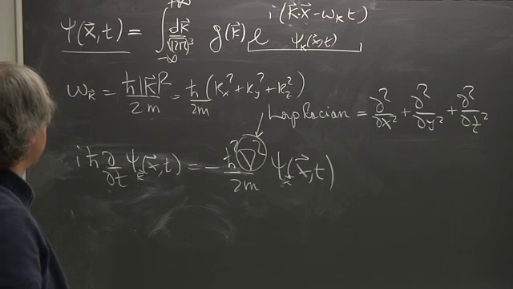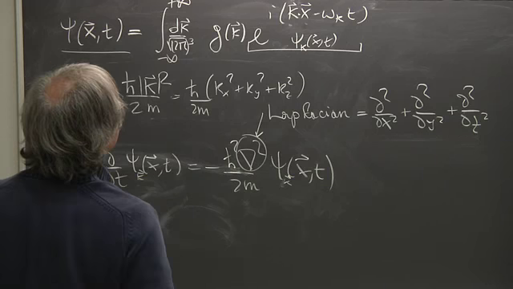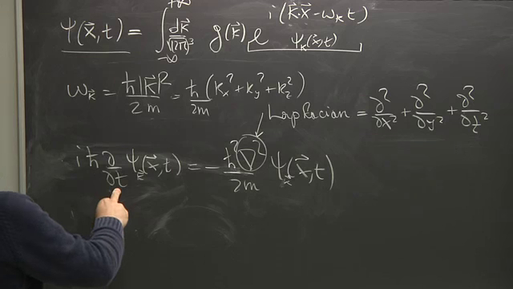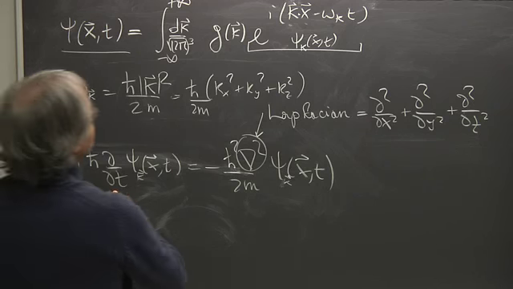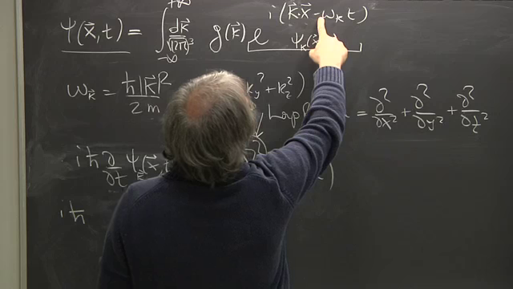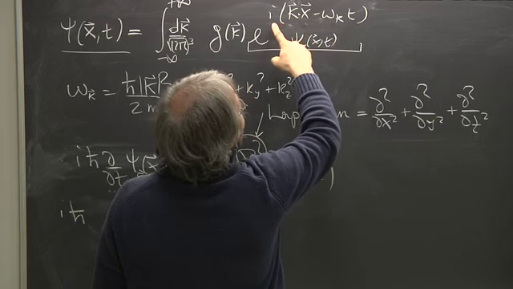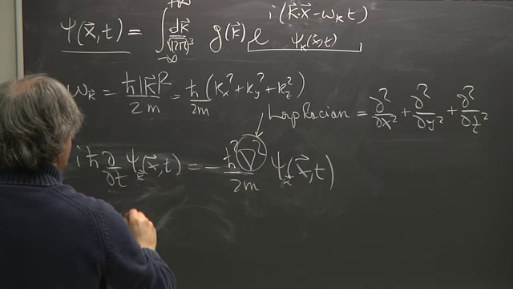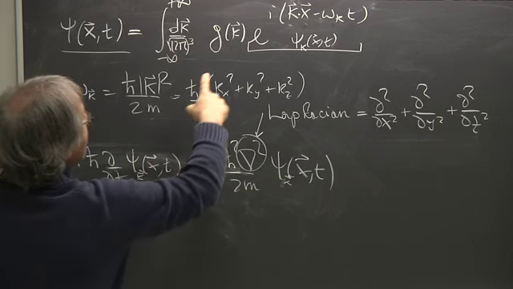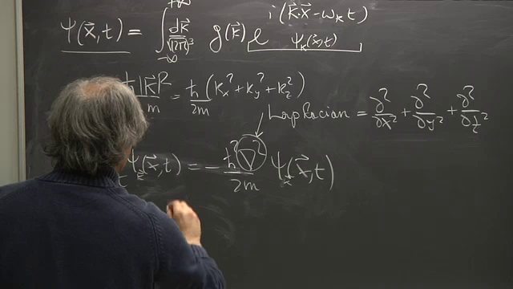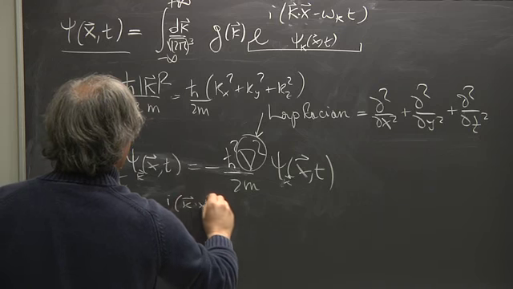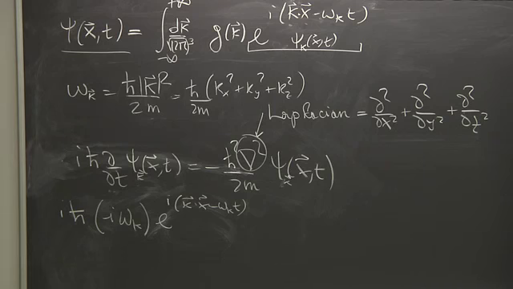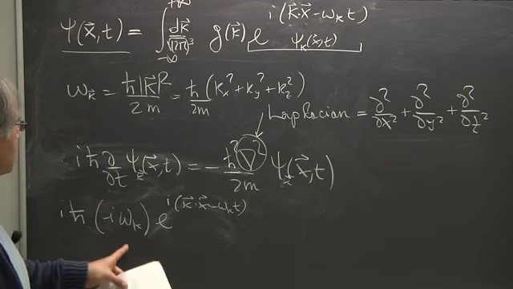Let's do it. Left-hand side. The left-hand side involves a derivative over time. So i h bar, the derivative over time. When I take a derivative over time, I bring down minus i omega k. So I have minus i omega k, and then exactly the same exponential, e to the i k x minus omega k t. Is this clear to everybody? This is the left-hand side, the derivative with respect to time.